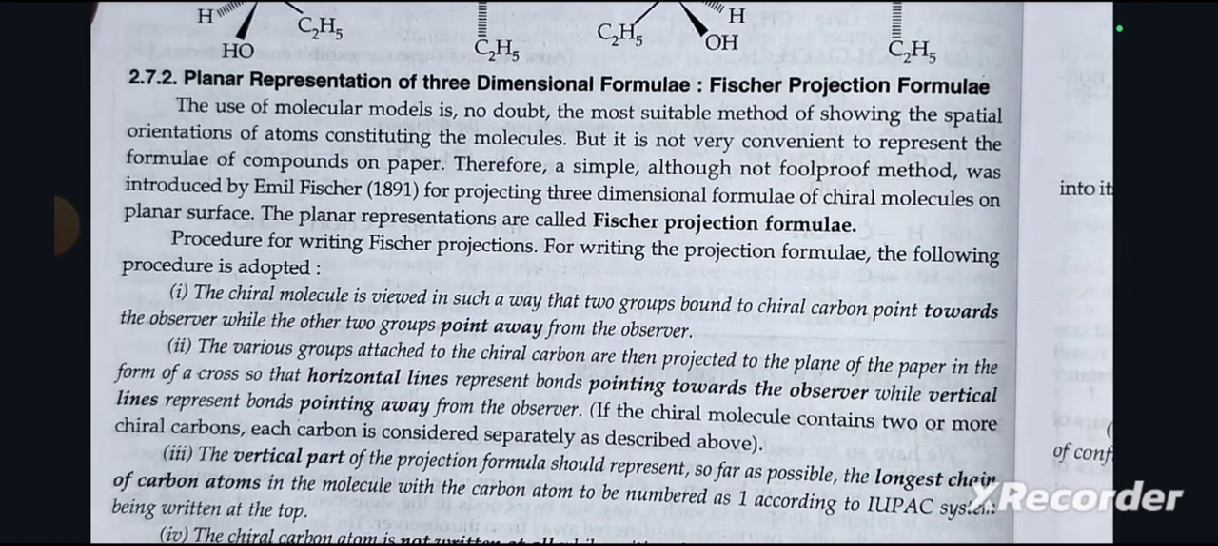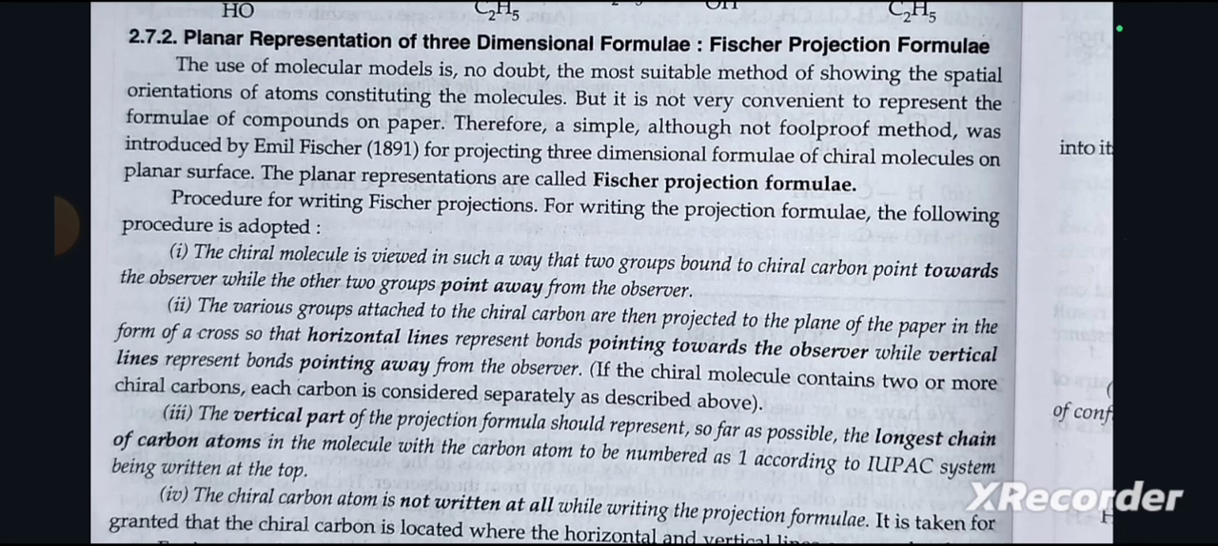2.7.2 Planar representation of three-dimensional formula. Fischer projection formula. The use of molecular models is no doubt the most suitable method of showing the spatial orientations of atoms constituting molecules, but it is not very convenient to represent the formula of compounds on paper. Therefore, a simple, although non-foolproof method was introduced by Emil Fischer in 1891 for projecting three-dimensional formulas of chiral molecules on a planar surface. The planar representations are called Fischer projection formulas.